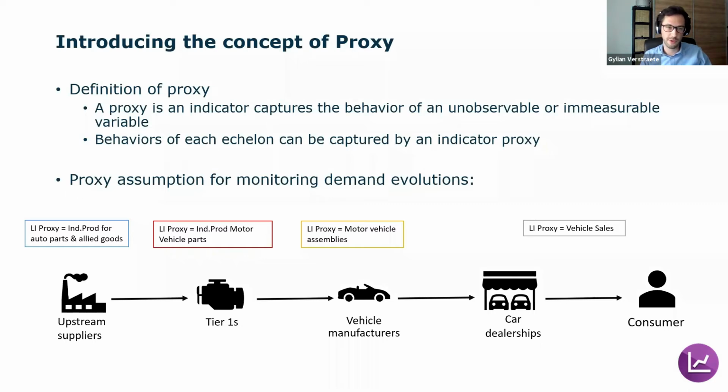If we move further upstream, we get another leading indicator, the industrial production of motor vehicle parts. That is a proxy for the demand that's coming to the tier ones. If you then move even further upstream, we also get the industrial production for auto parts and allied goods. Those are goods which are used to produce the auto parts. This allows us to monitor how the demand in each of those echelons is evolving.